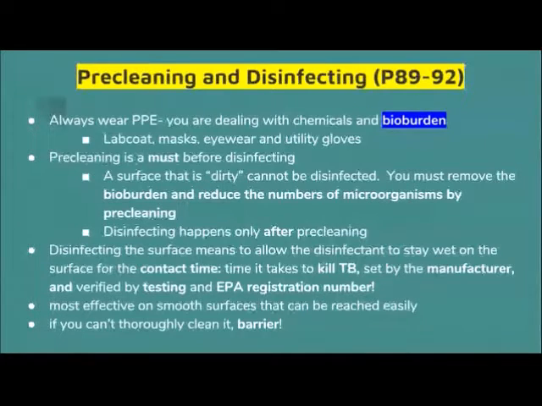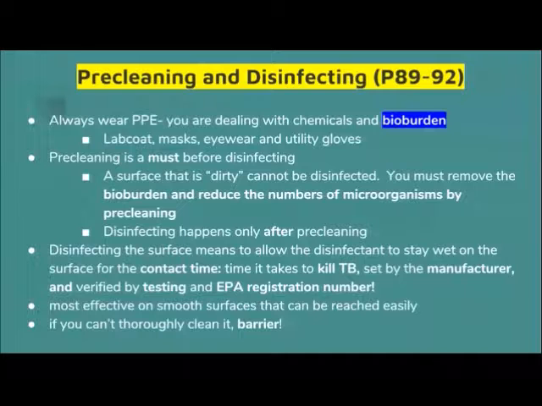Even though we can't see the microbes, remember that they're there. So the first wipe cleans the surface. The second wipe disinfects the surface. And that surface has to stay wet for the time that the manufacturer says it takes to kill tuberculosis.